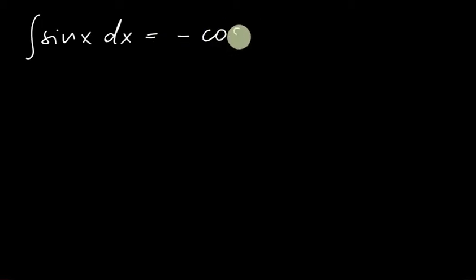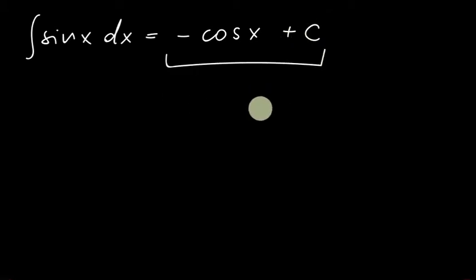Let's say we have an integral of sine of x dx. Now you can see from this table that it is equal to minus cosine of x plus a constant. Why we need this constant I explained in a previous video. So you can check yourself by finding a derivative of this thing. I'll do it just once so you could see how it's done.